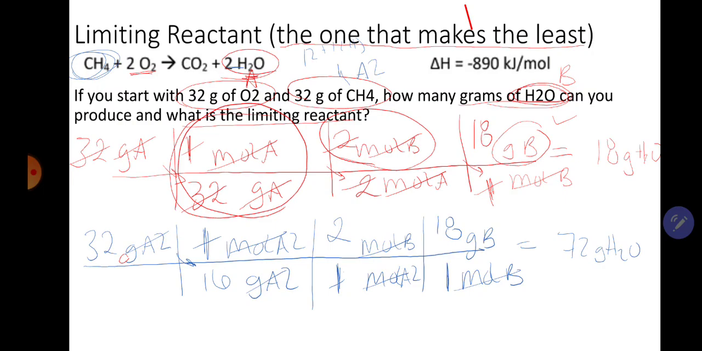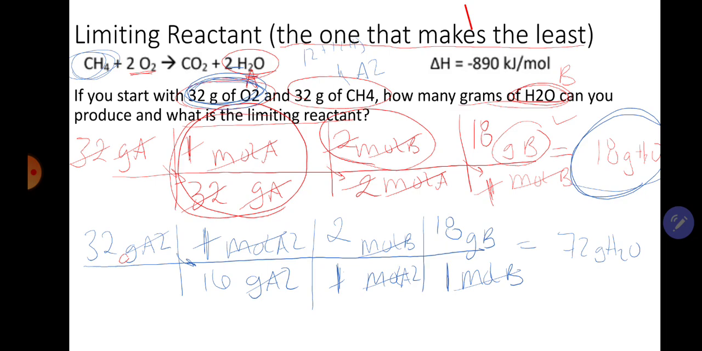You can only make as much as your limiting reactant lets you. So you can only make as much as your least amount. So we can only make 18 grams. That's how much we can make, and that would make oxygen our limiting reactant. It's kind of like if I have 10 pieces of bread and 2 pieces of ham, I can only make 2 sandwiches because I'm limited by my ham. That's as much as the ham will let me make. So because of the amount of oxygen I have, I can only make 18 grams of water.